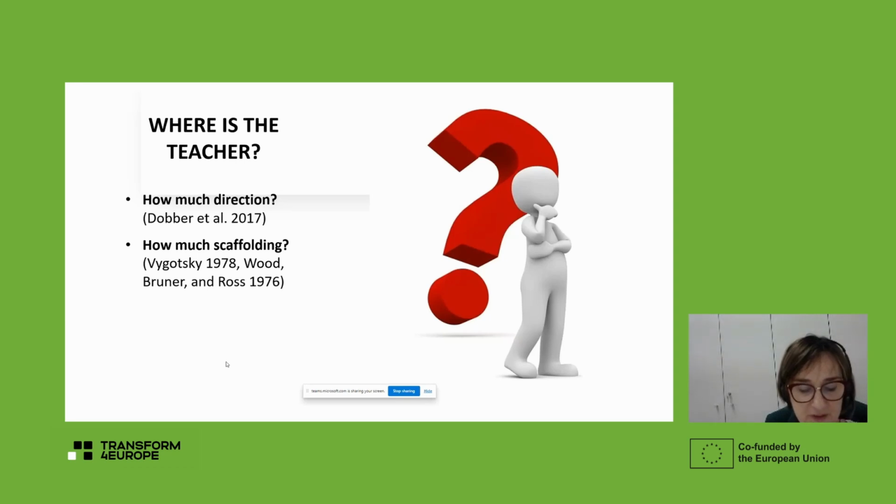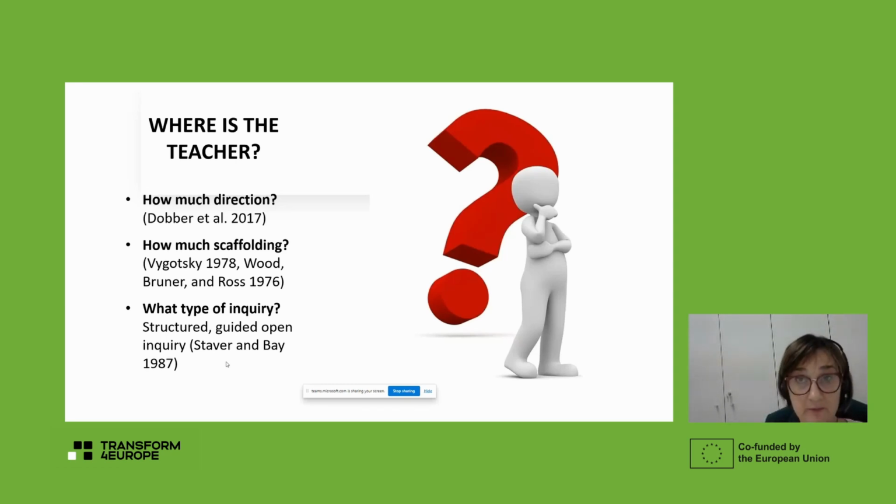This is also related to the type of inquiry, which can be more structured. For example, teachers give the students the problem already, or suggest the problem, and also the procedures for how to solve the problem. It can be more guided, when the teachers guide the students in their research, or it can be more an open inquiry, so the students work mostly by themselves throughout the process. Again, what doctoral students usually do.